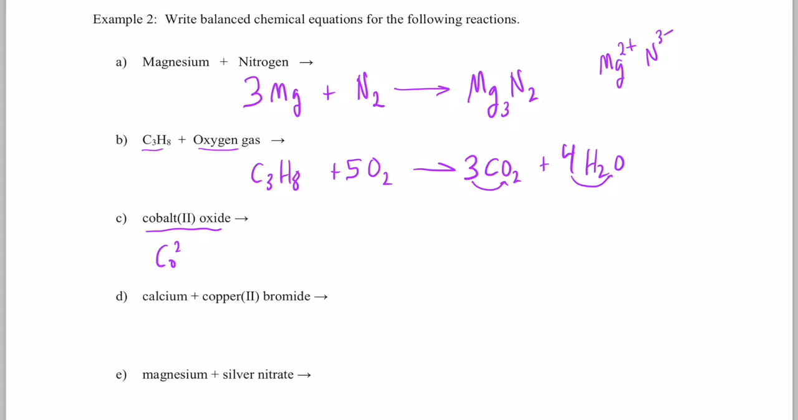Cobalt 2 means it's cobalt 2 plus. Oxide comes from oxygen, and that's in group 16, so it's 2 negative. So I start with CoO. Now, what's that going to be decomposed into? That's right, it's elements. So we have elemental cobalt and elemental oxygen. So to balance that, I'll put a 2 in front of cobalt 2 oxide and a 2 in front of cobalt on the product side, and I should be good to go.